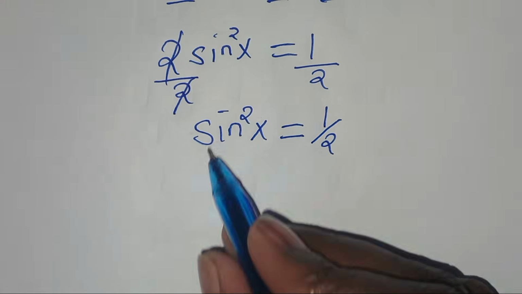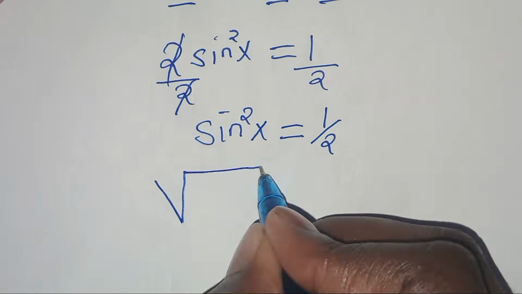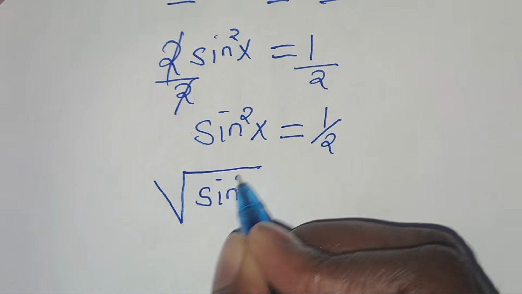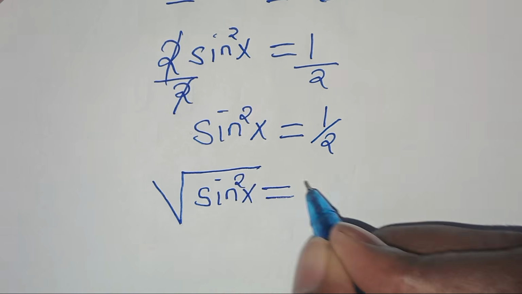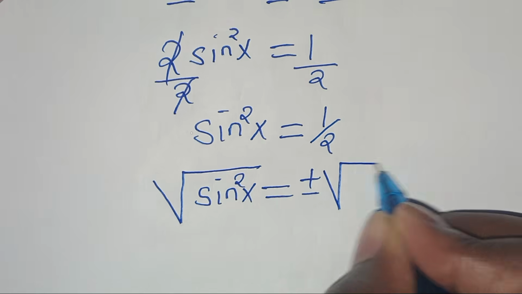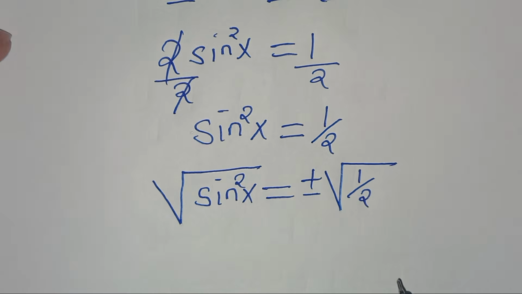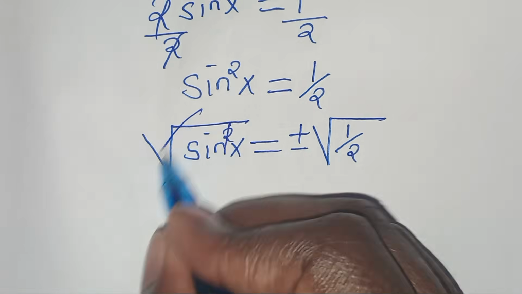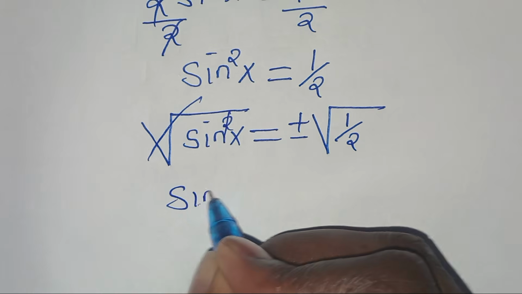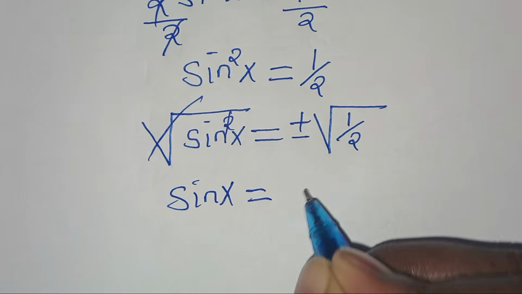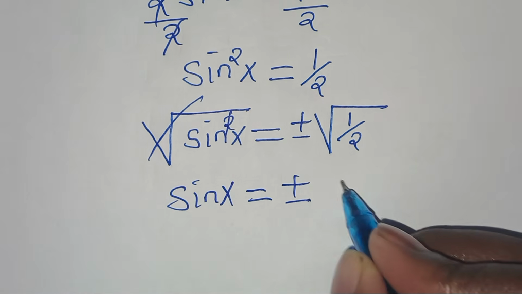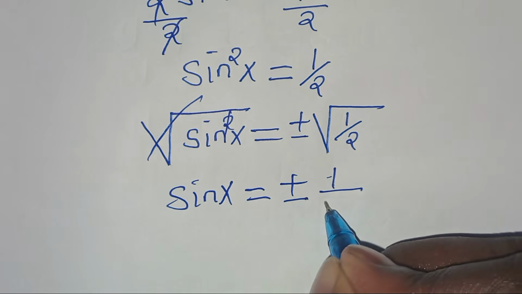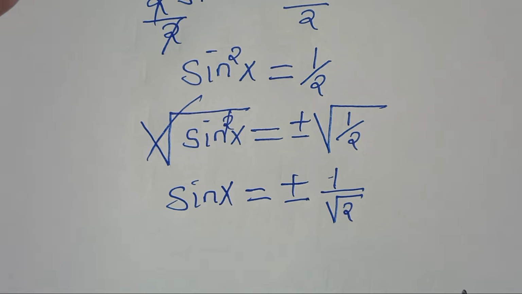Now, for sine x here, let's introduce a square root on both sides. We have the square root of sine squared x, which is equal to plus or minus the square root of 1 over 2. So here we eliminate the square root sign. We have sine x equal to plus or minus, the same thing as 1 over square root of 2.